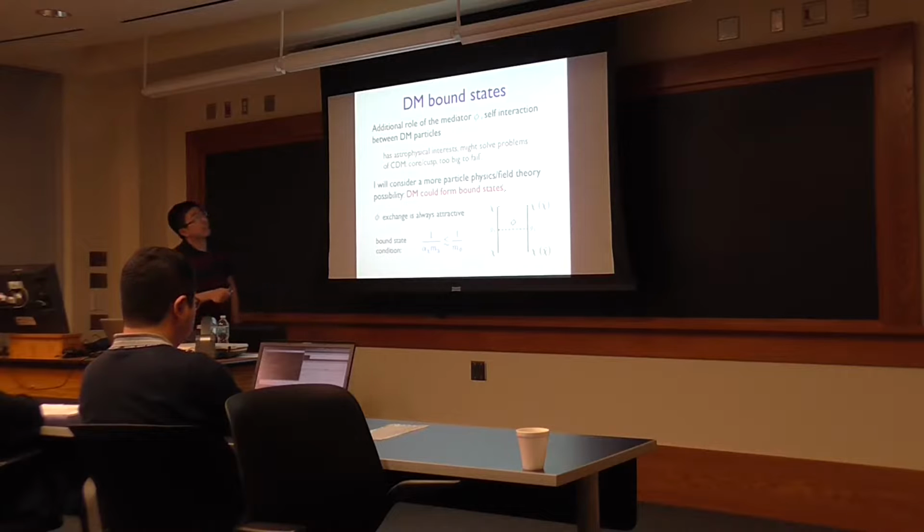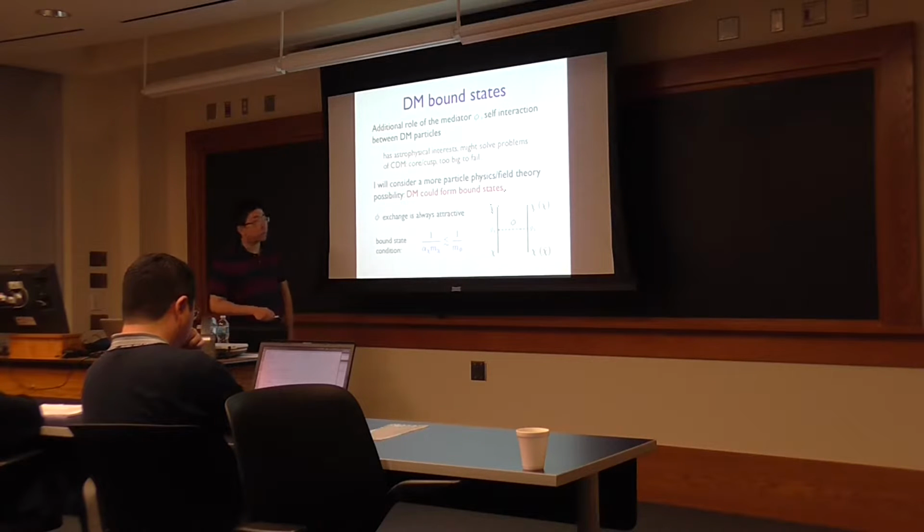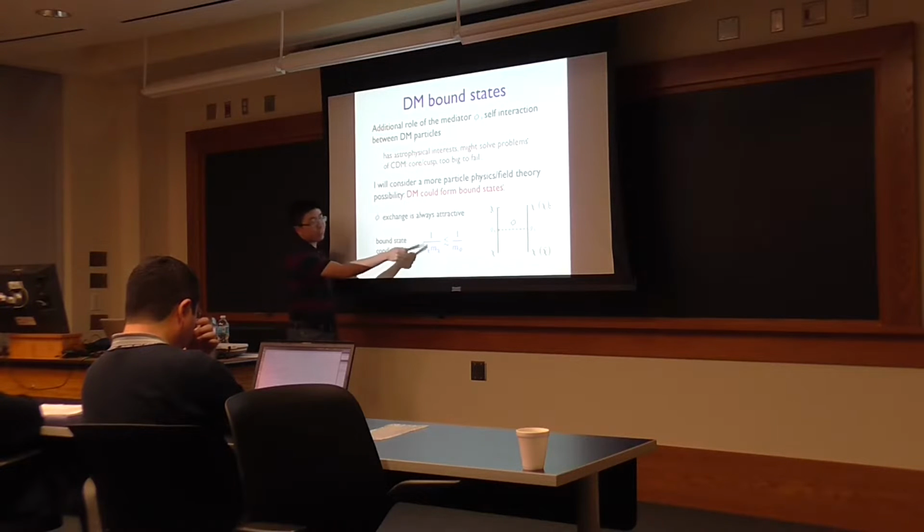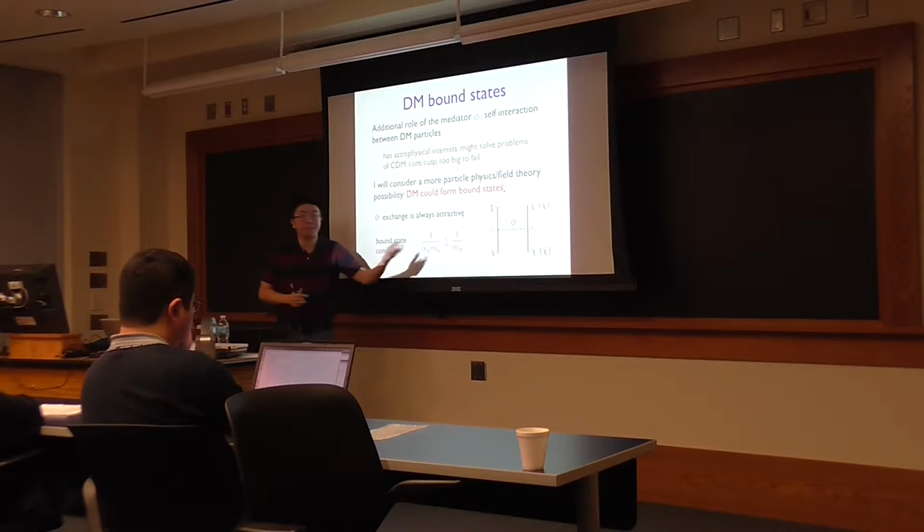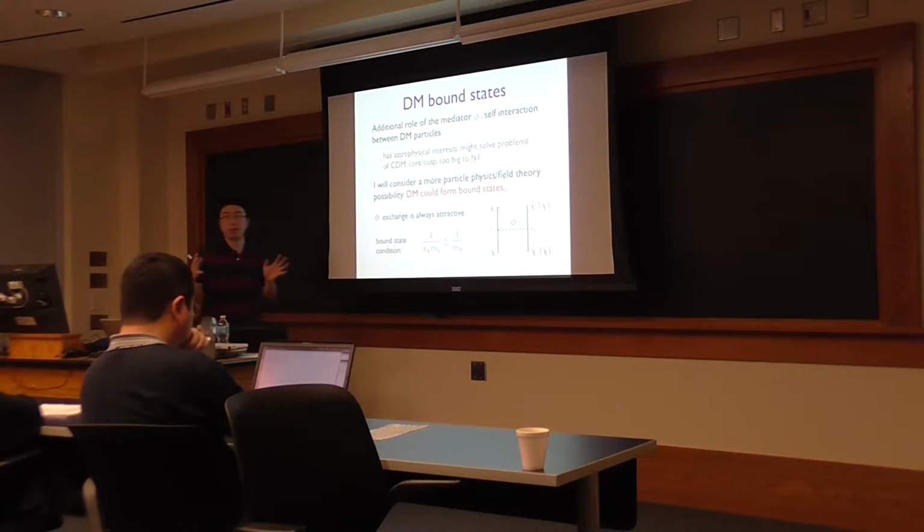Because this is a self-interaction, and the phi is a scalar, and scalar exchange is always attractive. Therefore, when I have two dark matter particles, for example, the simplest case, when they exchange phi, the attractive force can let them bind. And there is a bound state condition in the two-body case, which is like this. The left-hand side is like the Bohr radius of the bound state, and the right-hand side is like the screening length of this Yukawa potential.